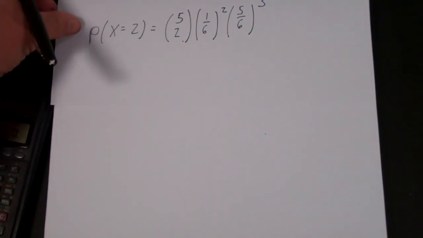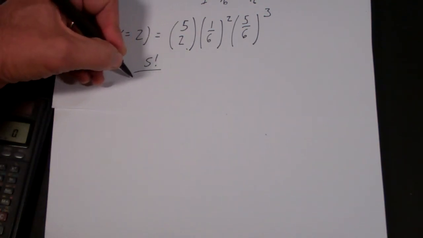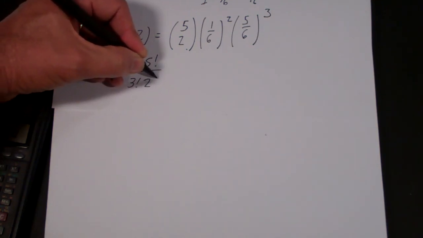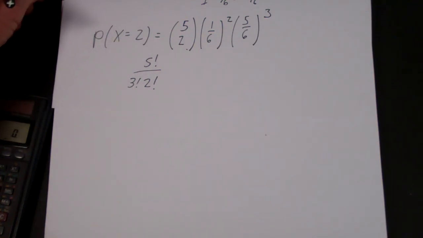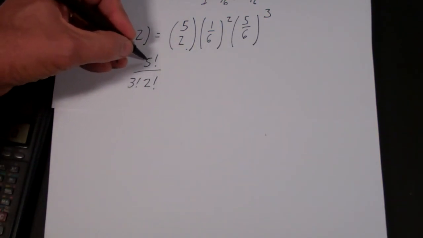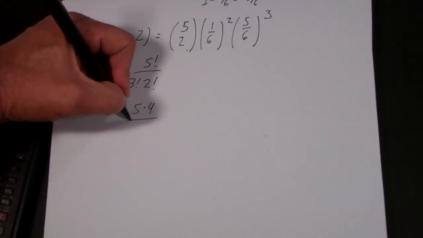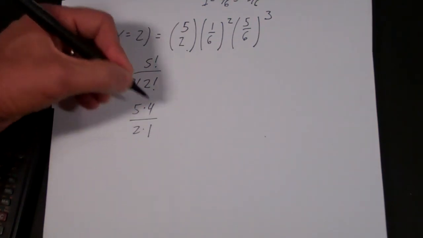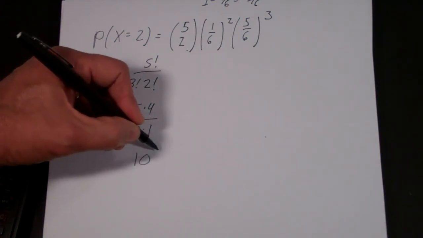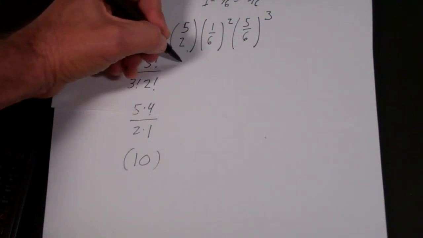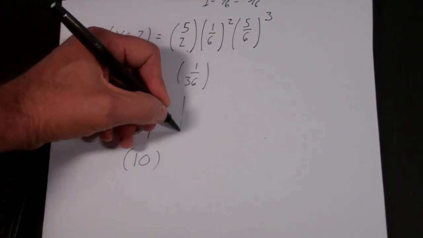And I'll do this partially with a calculator and partially by hand. So 5 choose 2 is 5 factorial over 3 factorial, 2 factorial. And I think I can simplify that in my head. Let's see, that's 5 factorial over 3 factorial becomes 5 times 4, and then 2 times 1. So that's 20 over 2, or 10. Then you have 1/6 squared. I think I can do that in my head. That's just 1 over 36. Let's pull that down.